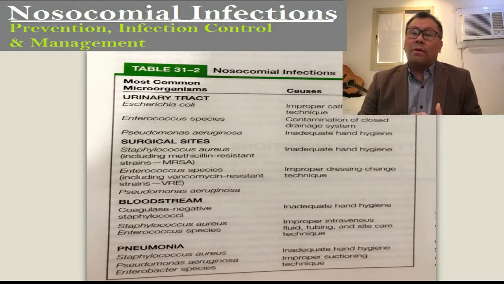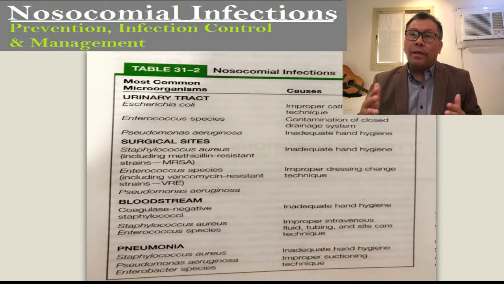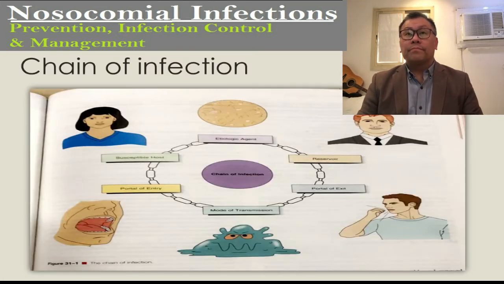Then we have pneumonia. What are the causative agents that may cause pneumonia? We have Staphylococcus aureus, Pseudomonas, and Enterobacter species. It is caused again by inadequate hand hygiene and improper suctioning technique. So nurses, when you are on duty, you will be taught in the laboratory how to do proper suctioning technique to avoid these nosocomial infections.